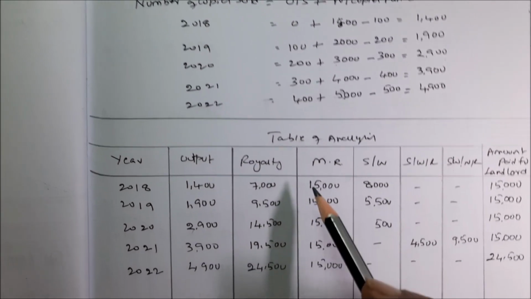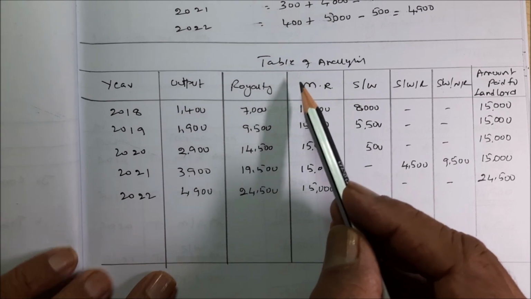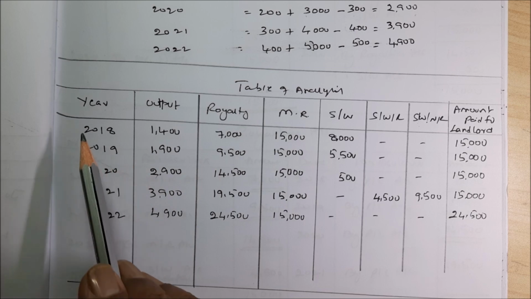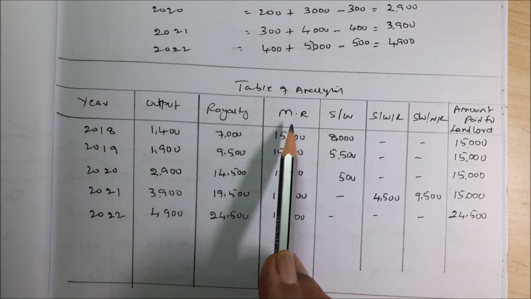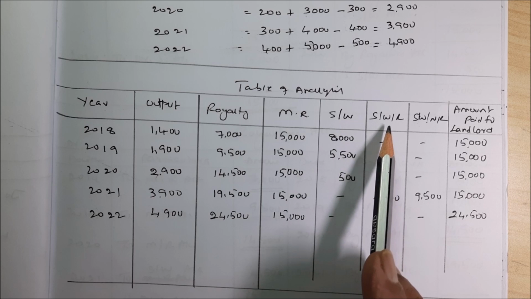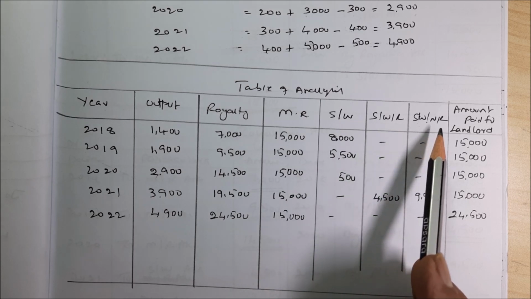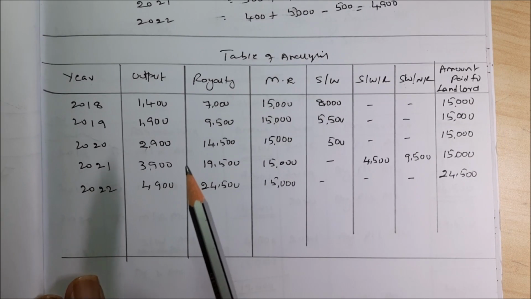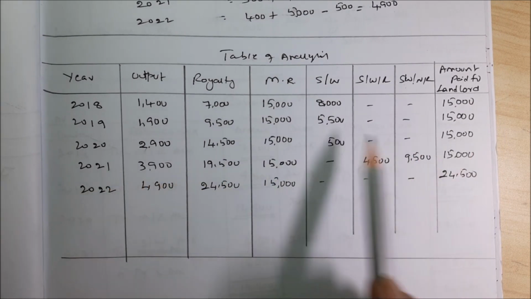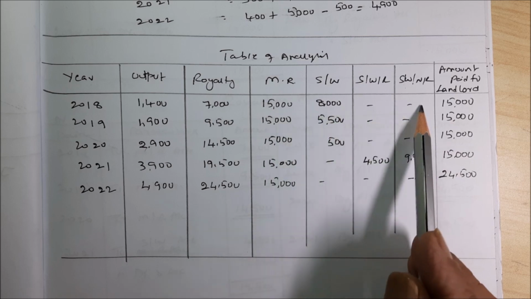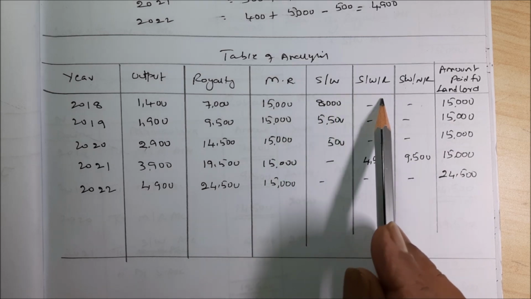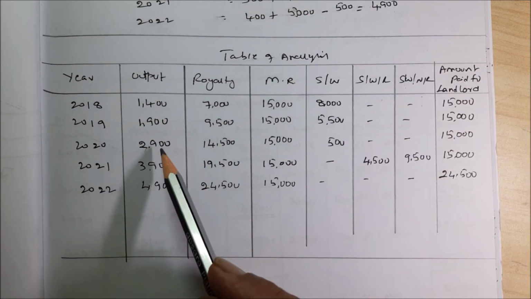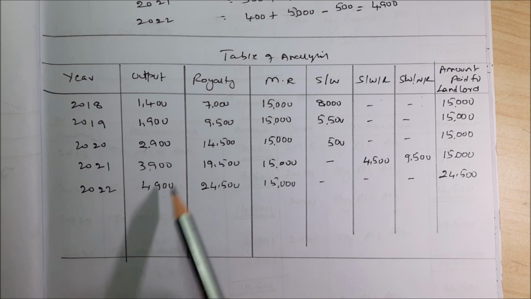Right? So what you have to do is prepare the table of analysis. Table of analysis: output, royalty, minimum rent, short working recouped, short working not recouped, amount paid to landlord. I have told you in the previous section B, you are supposed to have 8 columns. I have repeated SW, SWR, SWNR: short working recouped, short working not recouped. So 1400, 1900, 2900, 3900, 4900.